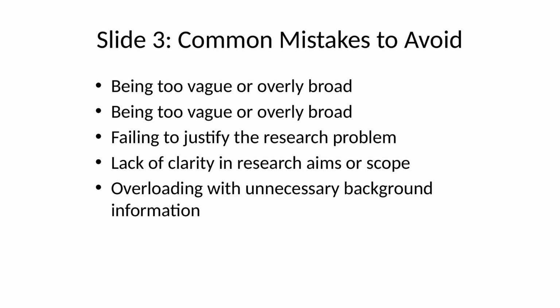Also, lack of clarity in your aims or scope can make your dissertation appear unfocused, leading examiners to question your academic direction. Many students also tend to include excessive background information in the introduction, which should instead be reserved for the literature review chapter. The introduction should be precise and concise, highlighting only what is essential to set the context. A clear, justified, and focused start ensures that your readers and assessors can see the value and intent of your work right from the beginning.